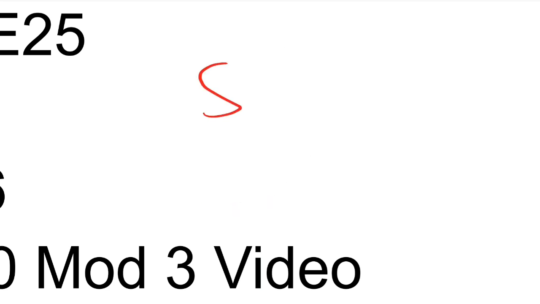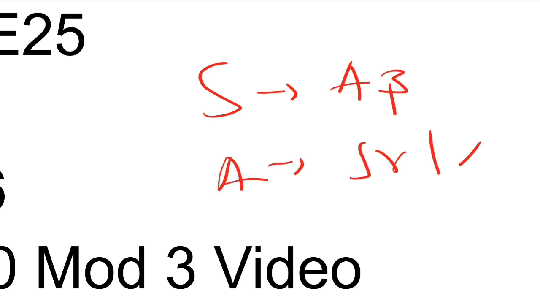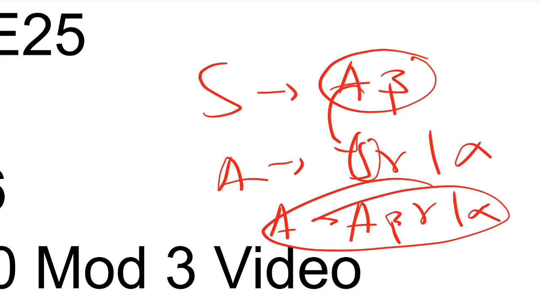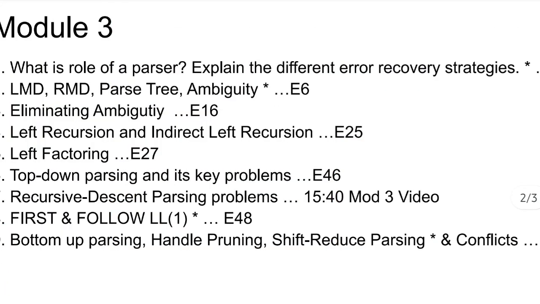So to avoid that, what we will do is, S goes to A beta, and A goes to S gamma or alpha, right? A beta will be substituted in the place of S. So what we will have is A beta gamma or alpha. Here it is just direct left recursion. Now how to resolve direct left recursion, that I will be explaining. So we resolve direct left recursion, and then left factoring, and then top down parsing, and this is just the theory concept.